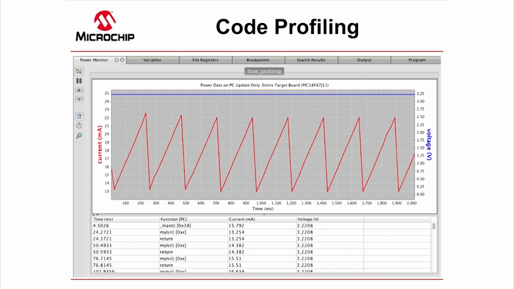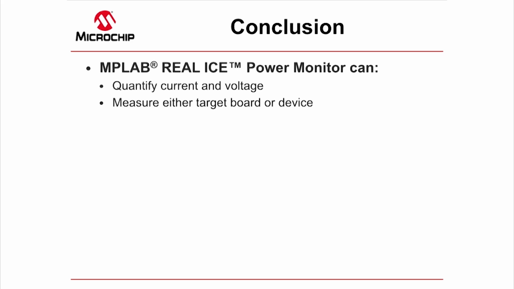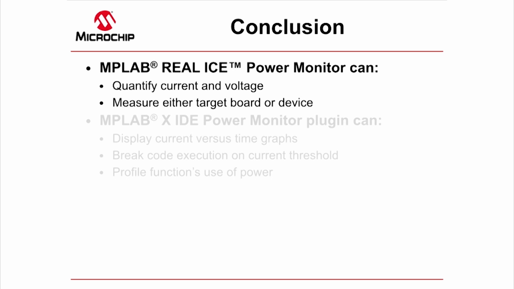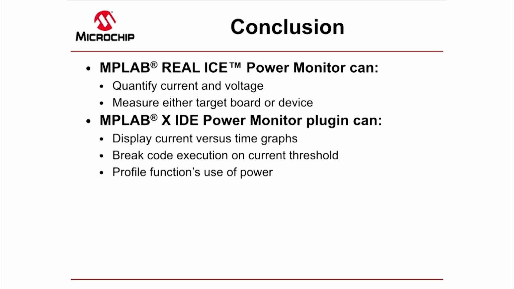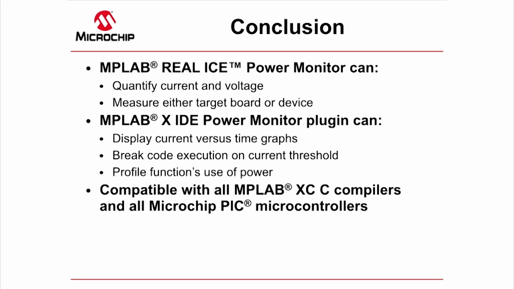In this webinar, we have seen that the MPLAB Real-ICE Power Monitor board is a valuable tool for projects that have power constraints. It can display current voltage plots, revealing your hardware's rate of energy consumption. Current threshold breakpoints and code profiling allow you to determine which parts of your program draw excessive current. The Power Monitor is compatible with the current versions of MPLAB X IDE and all MPLAB XC C compilers, and can be used with all PIC devices.